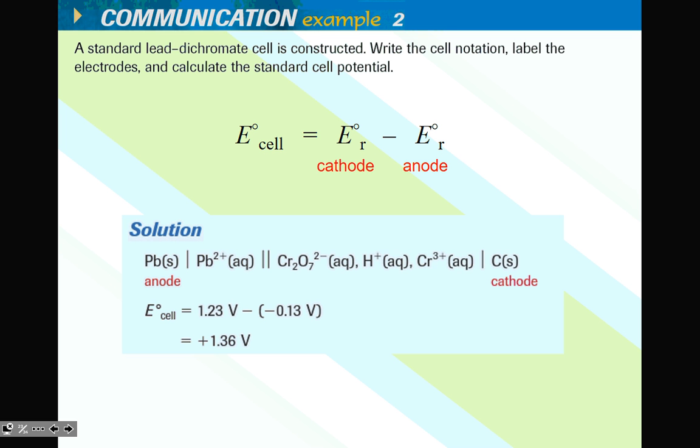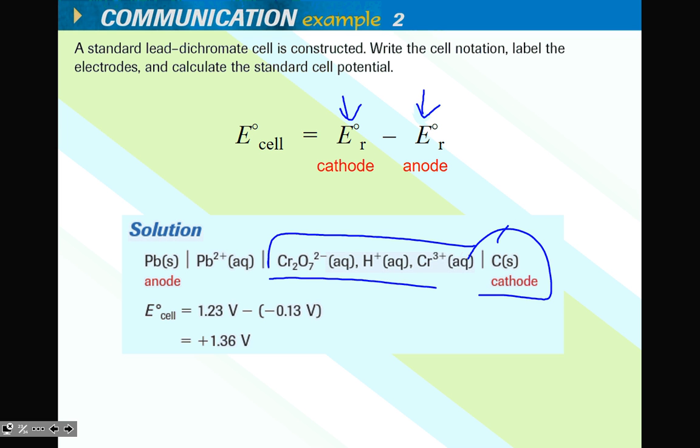Here's an example. A standard lead dichromate cell is constructed. Write the cell notation, label the electrodes, and calculate the standard cell potential. So what you have to do is differentiate where the cathode is and where the anode is. It's cathode subtract anode. Once you have these half reactions, look them up in your data booklet. Actually, this is going to be an inert electrode.